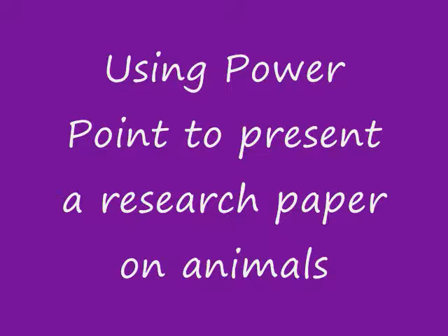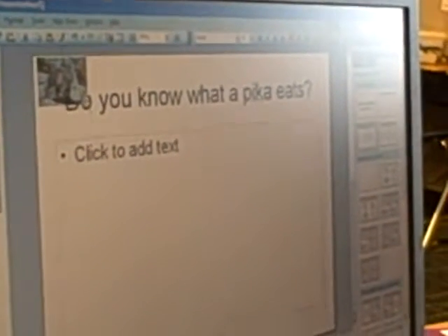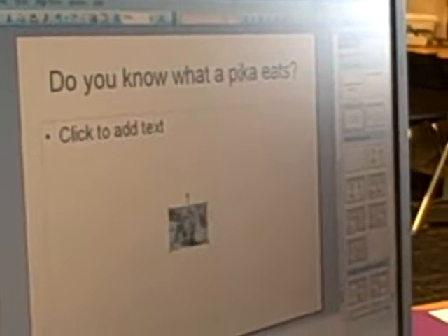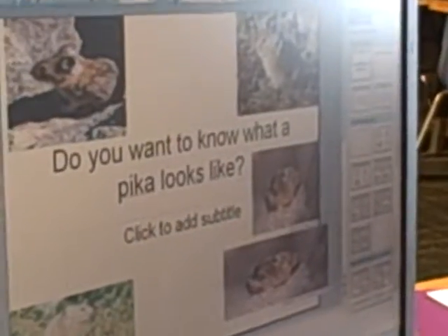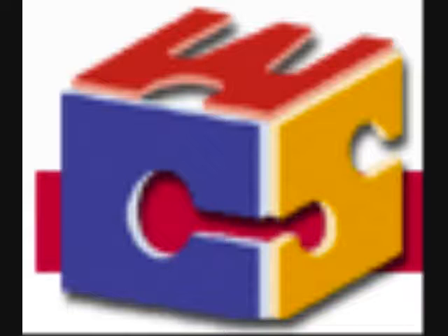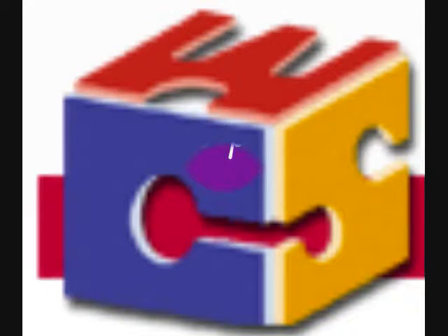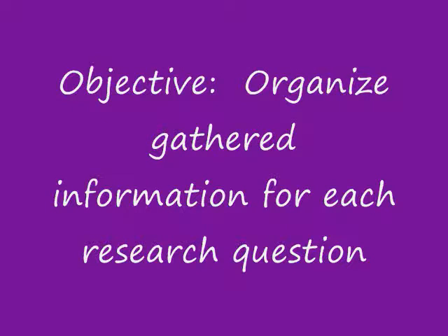A major writing project of second grade is the creation of a research paper on an animal. Students have 5 main points they must make about their animal. This year, Mr. Bullock is providing an alternate way to the final written report. He's allowing students to create a PowerPoint on their animal. This complements the district's writing objectives of producing pieces of informational writing and organizing gathered information for each research question. They'll have a choice whether to share using the PowerPoint or share it using the written report, and that will be a choice.